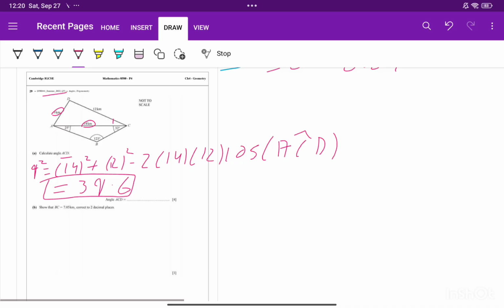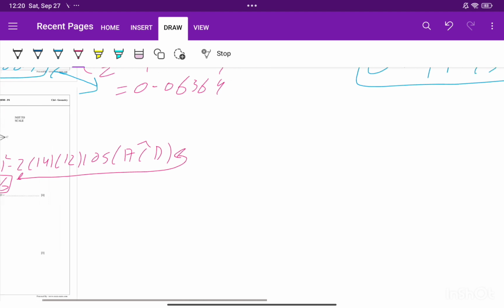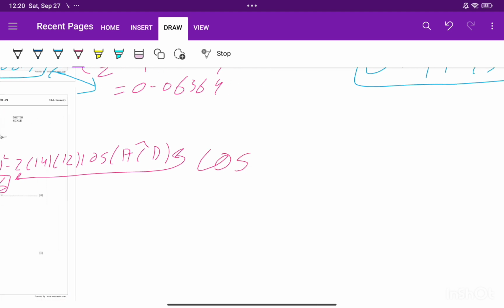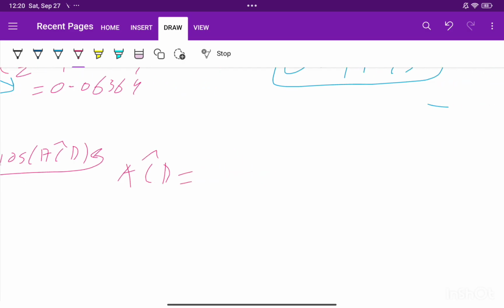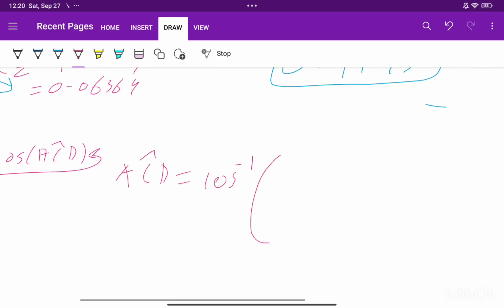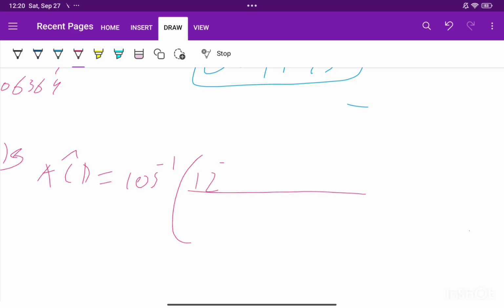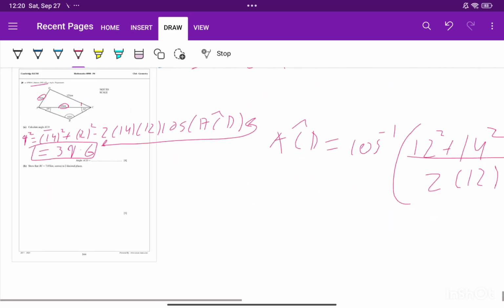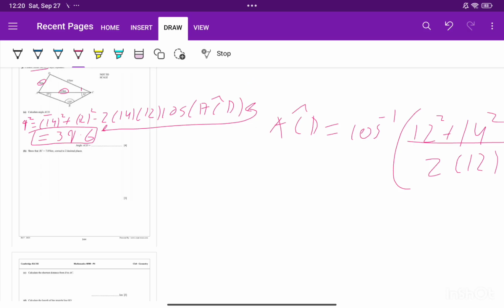Before this step you also need to show this step. Let me drag this up. ACD is equal to cos inverse of 12 squared plus 14 squared minus 9 squared, over 2 into 12 into 14. We get this by separating ACD.